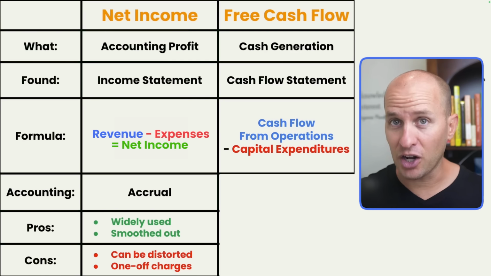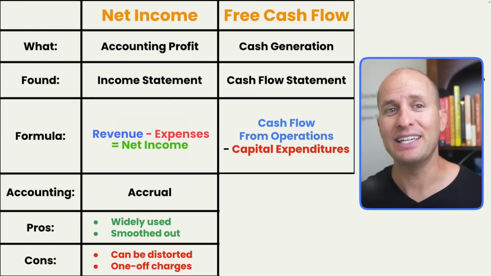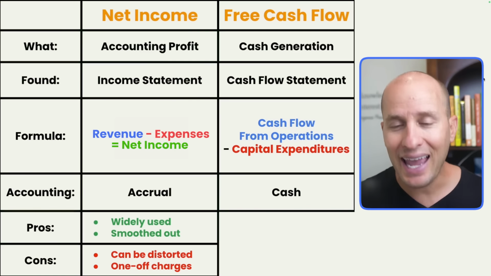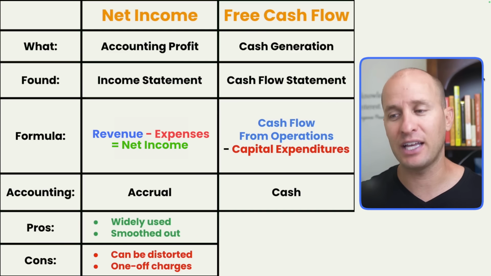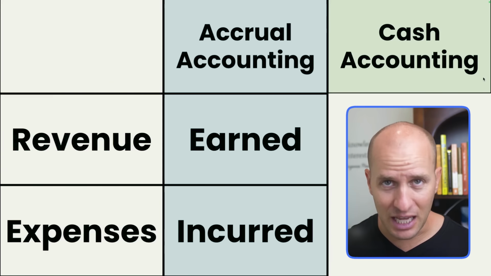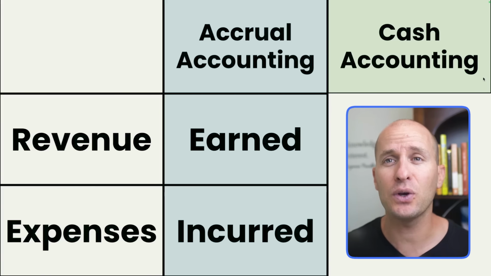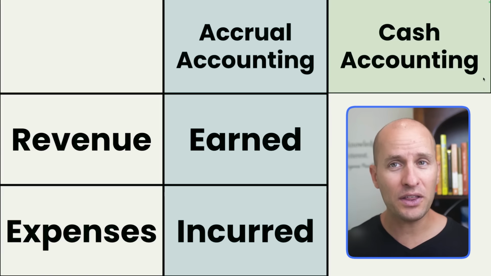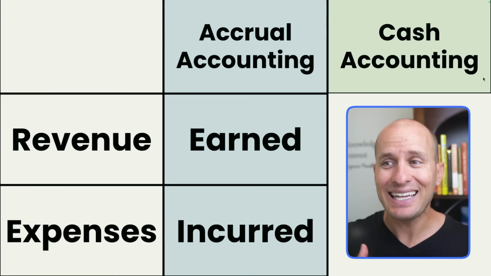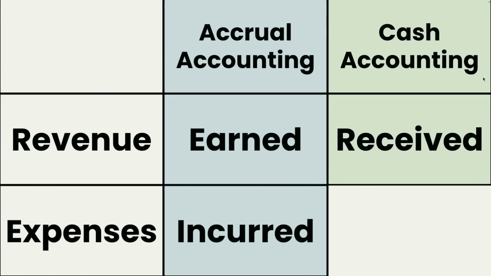Now, an important thing to understand about the cash flow statement is that the accounting method used is called cash accounting, which is very different than accrual accounting. So while the income statement used accrual accounting, the cash flow statement uses cash accounting. And the only thing that cash accounting cares about is, did cash change hands? So with cash accounting, revenue is only counted when the cash has been received, and expenses are only counted when the cash has actually been paid.